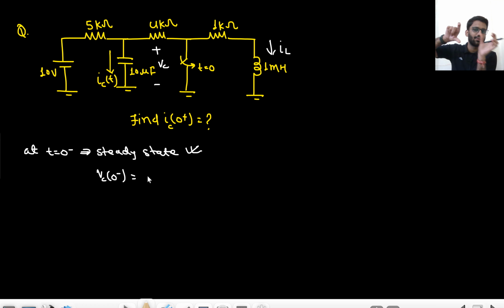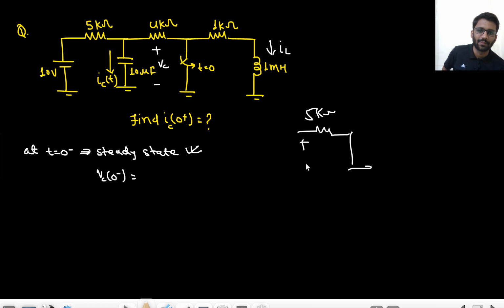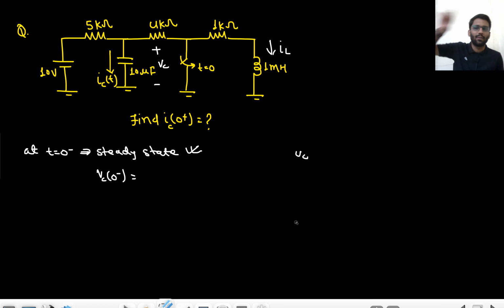Open circuited, shorted. So whatever the drop across the 5 kilo ohm resistance, that will be the same drop across VC. This will be shorted, so this will be the condition. 4 plus 1, that means 5 kilo ohm, and this is shorted, and this is my VC. So VC will simply be 5 volt, right? 5 kilo ohm and 5 kilo ohm. Between 5 kilo ohm and 5 kilo ohm, 10 volt will be divided, so it will be 5 volt.